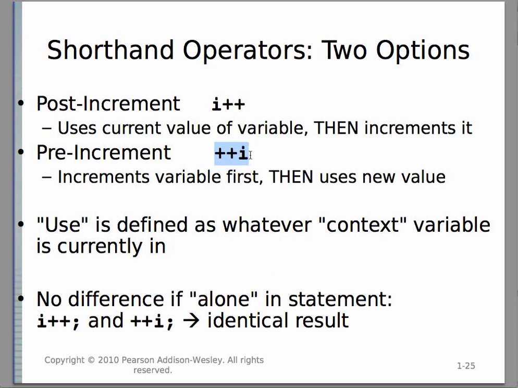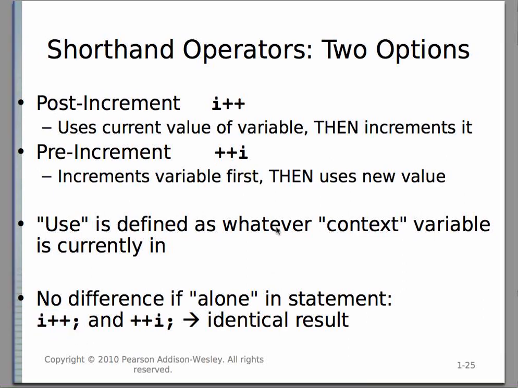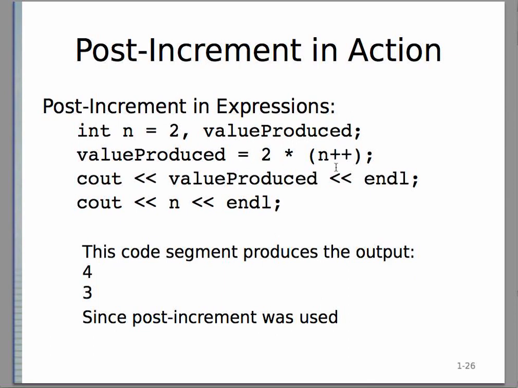So that's really the only difference between these two if you use them separately, that is, as a separate statement. Of course, when you use them in a sub-expression, it is critical which one you use. So, for example, if n is 2 and you say value produced is equal to 2 times n++, n is incremented to 3, but you get the old value of n, which is 2.